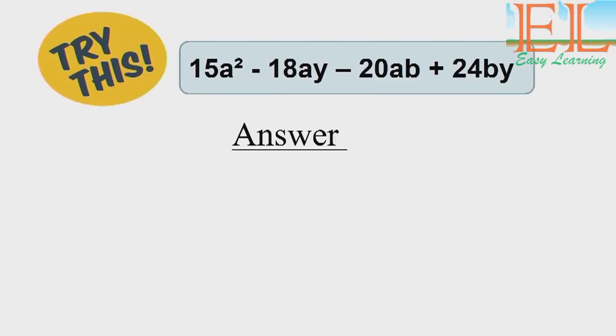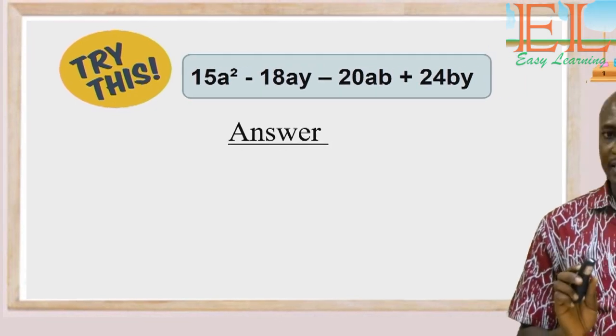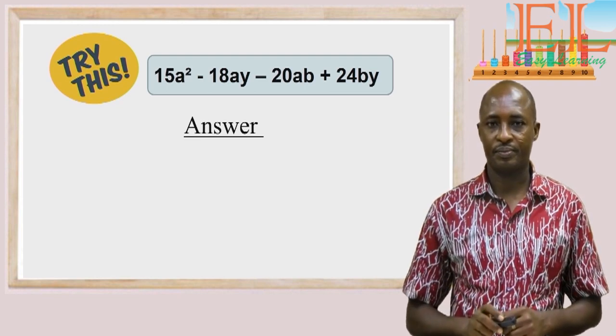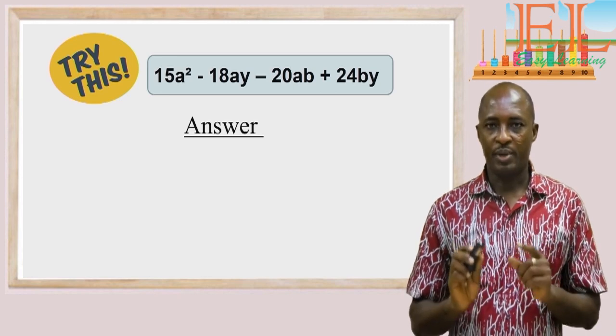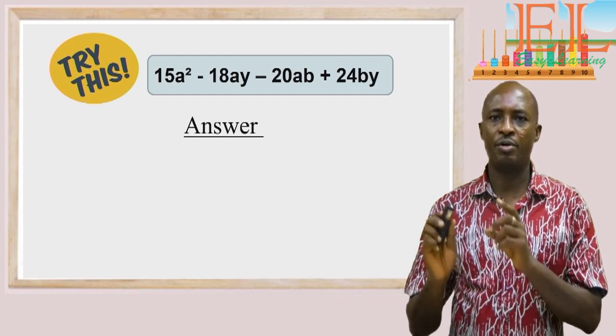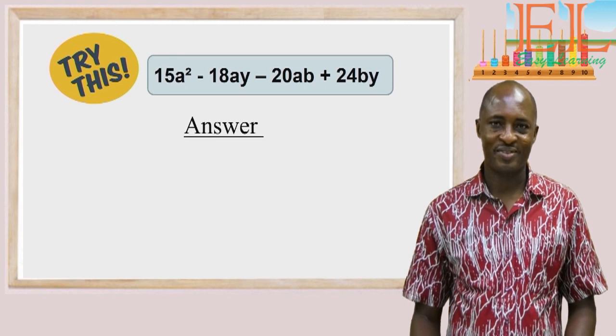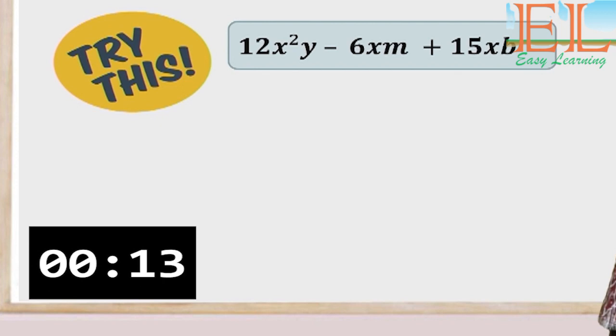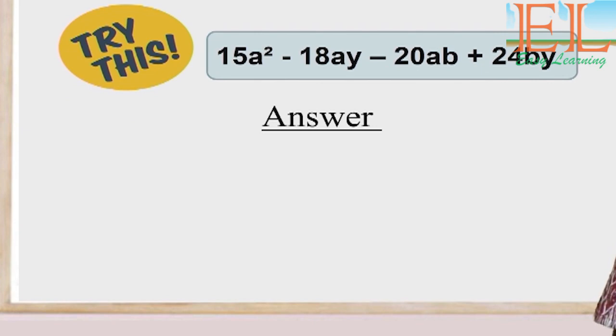Let's take another one. Again, I'll give you 15 seconds to try it by yourselves. 15a squared minus 18ay minus 20ab plus 24by. 15 seconds. Let's try. Let's compare answers now.